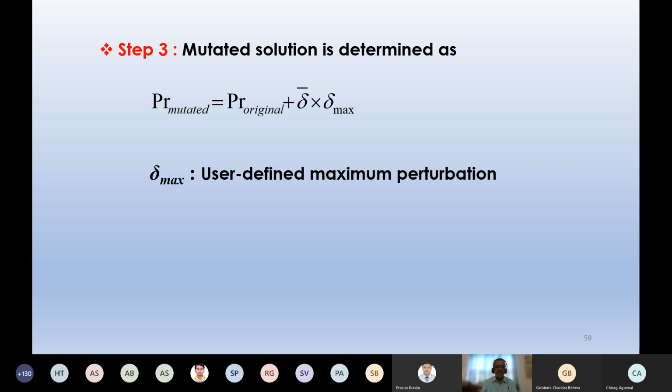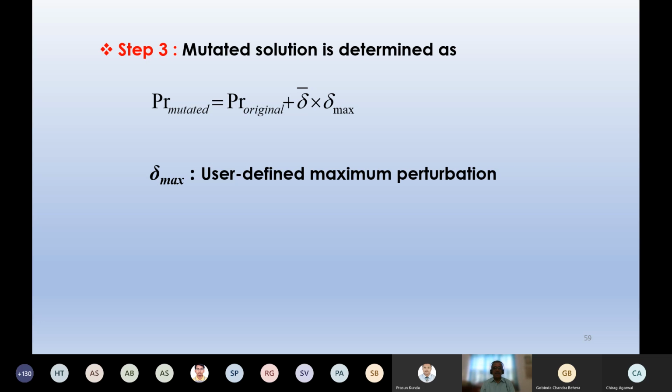Now this P_R mutated is nothing but the P_R original plus delta bar, the perturbation factor, multiplied by delta max. What is delta max? That is the user-defined maximum perturbation value. That means how much dissimilarity you are going to tolerate in the value of the variable due to your mutation.